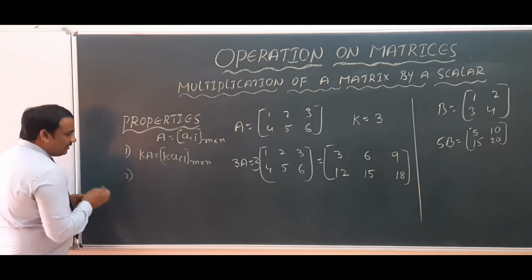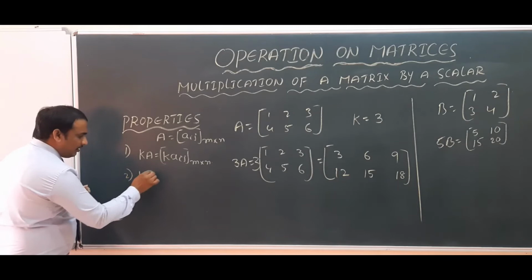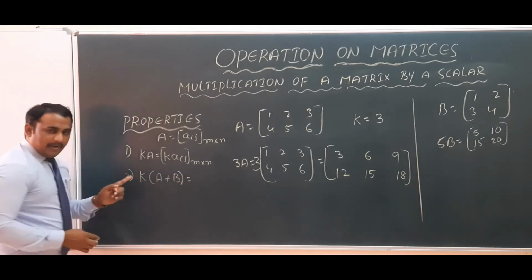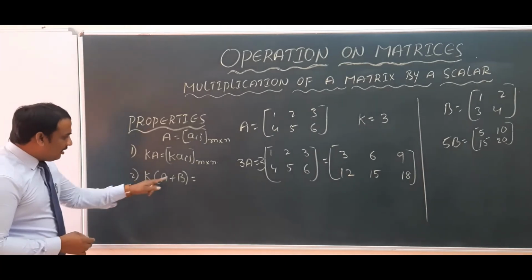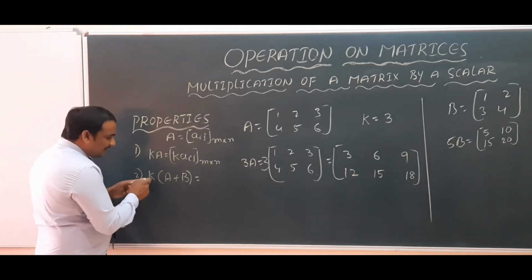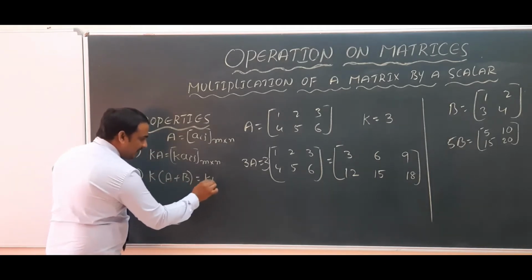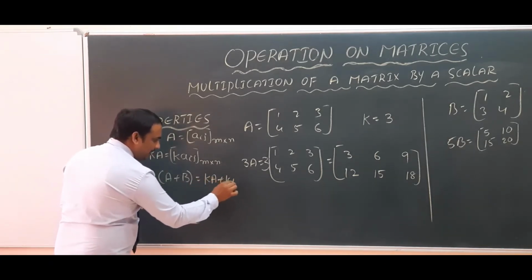Second one: k is a scalar, and they have given A plus B. A and B are the two matrices given. K is a scalar. How will you get it? K means scalar, A and B are the two matrices. You can multiply, and this is kA plus kB.